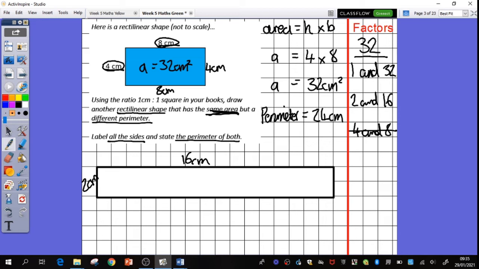So now let's just check that the perimeter of my new shape is different. So I'm going to have 2 and 2 is 4, 16 and 16 is 32, so that's going to be 36 centimetres. Are they different? Yes. My area is the same, but my perimeter is different. So that time I've used my factors knowledge to do that.